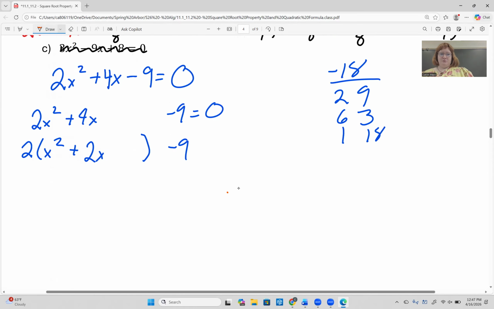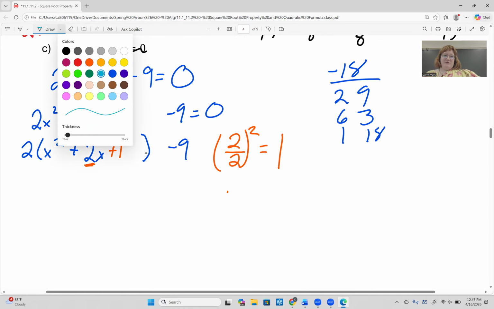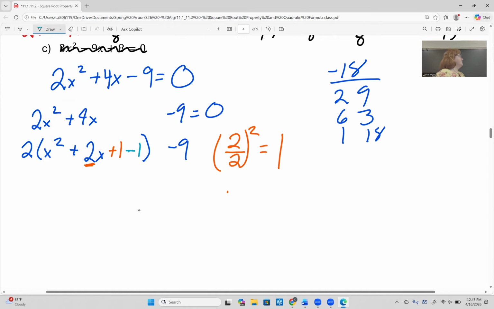What is b? Take my 2. That is b. 2 divided by 2 is my next step. And then what do I do with that? Square it. So 2 over 2 squared. I'm going to add 1 and subtract 1. Okay, so now this x squared plus 2x plus 1 is factorable. What does it factor into? X plus 1 squared.